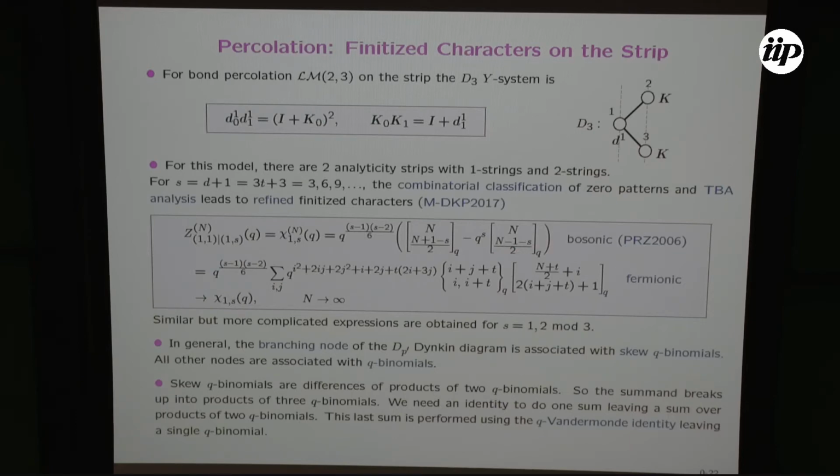It's easily checked that when n goes to infinity, these indeed reproduce the Kac characters of the logarithmic minimal models, in particular the case of percolation. So this is the case when S, which is d plus 1, is 3t plus 3. And you find similar expressions for the other cases when S is equal to 1 or 2 mod 3. In general, for the logarithmic minimal model, the branching node is associated with skew binomials, and all the other nodes are associated with regular q-binomials in single row columns.